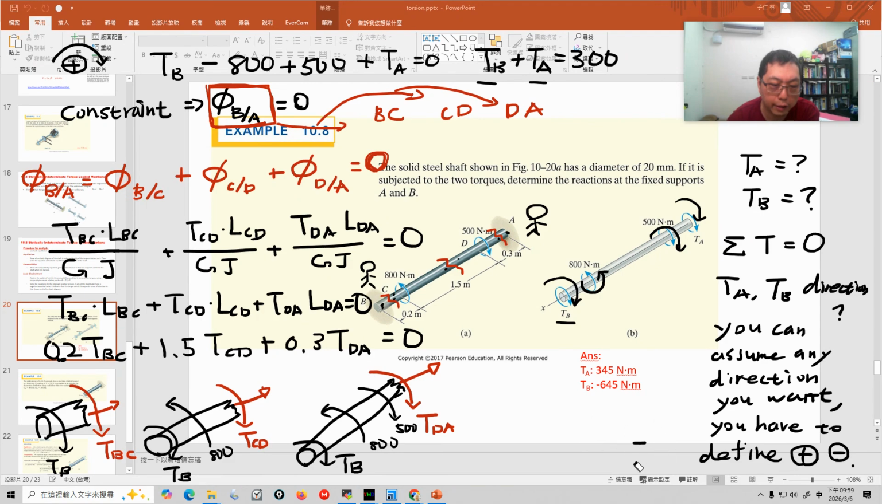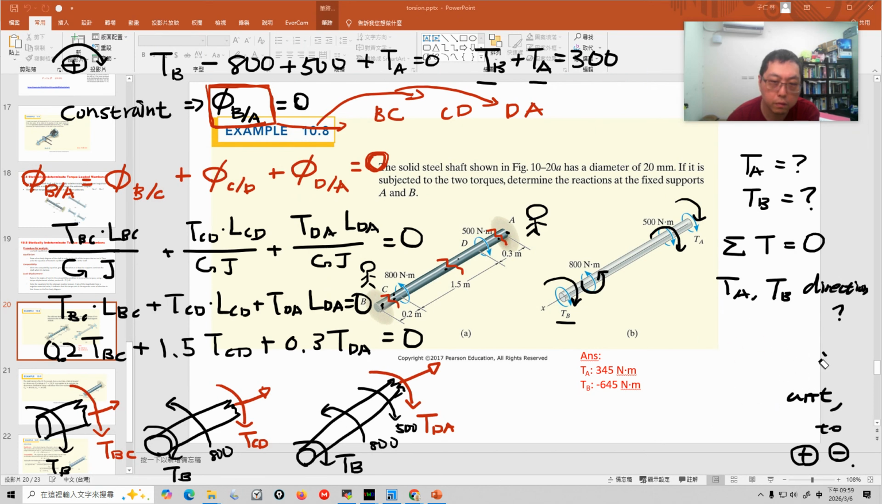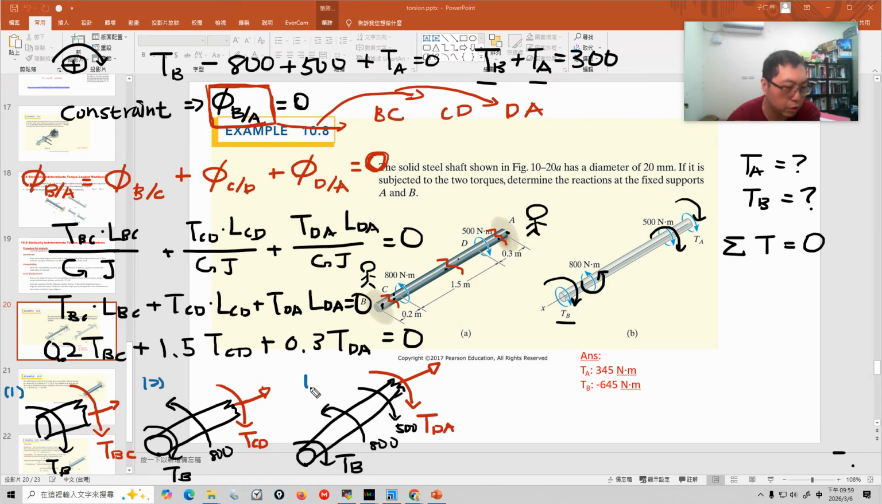So I think we don't need that. Let's analyze each section. For the first section here, let me say this is section 1, section 2, and section 3. For section 1, the torque TB here, what's the sign for TB? Here you need to use the sign convention. Use the right hand rule. It's rotated in this way.